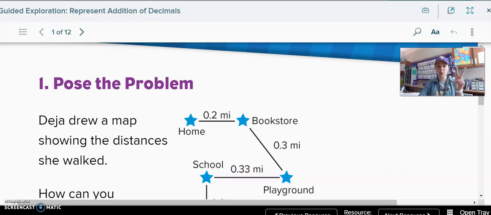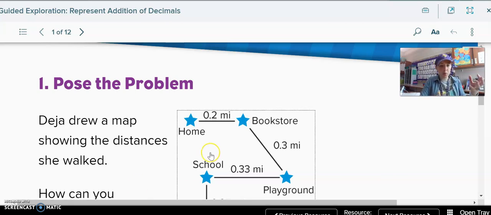All right, lesson number 2 of Unit 4, represent addition of decimals. So the I can statement, what you should be able to do by the end is say, I can represent addition of decimals using decimal grids.